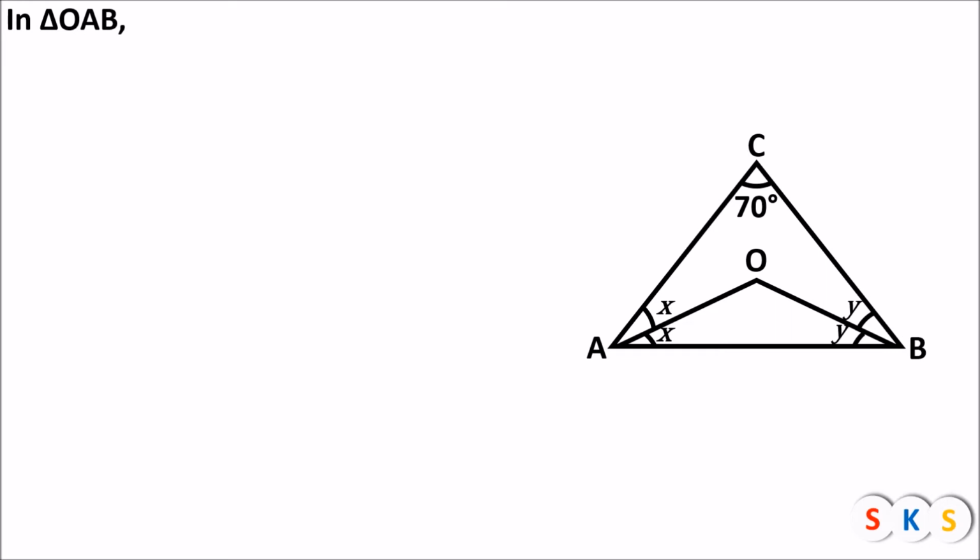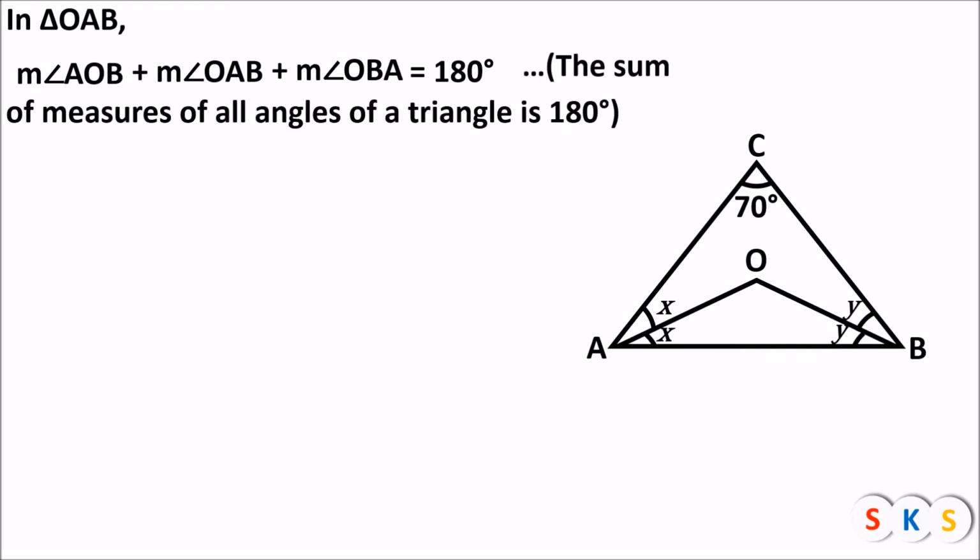Now in triangle OAB, measure angle AOB plus measure angle OAB plus measure angle OBA equals 180 degree, as the sum of measure of all three angles of a triangle is 180 degree. Now we will copy AOB as it is. At the place of OAB, we will write x. You can look at this figure. OAB is x, that was according to assumption. And at the place of OBA, we will write y, equals 180 degree.